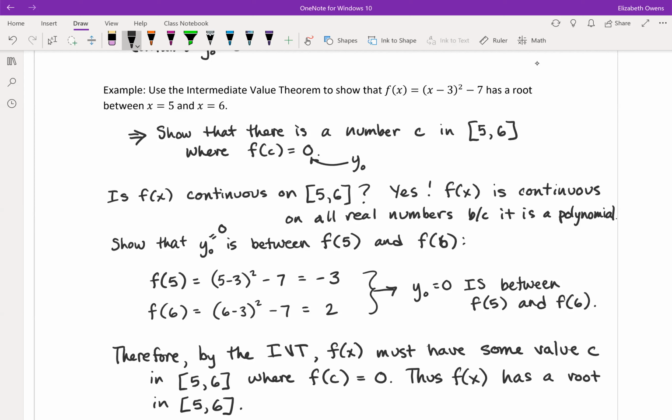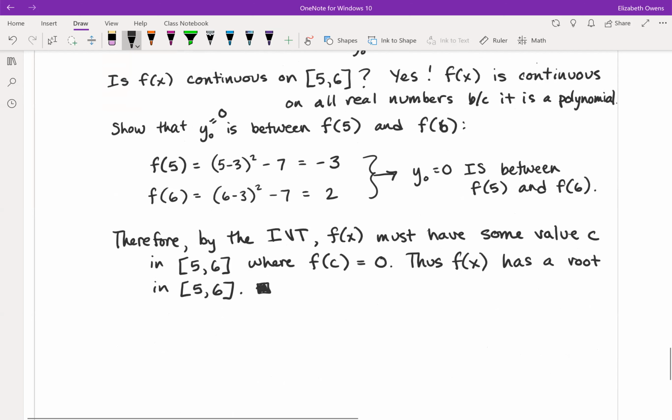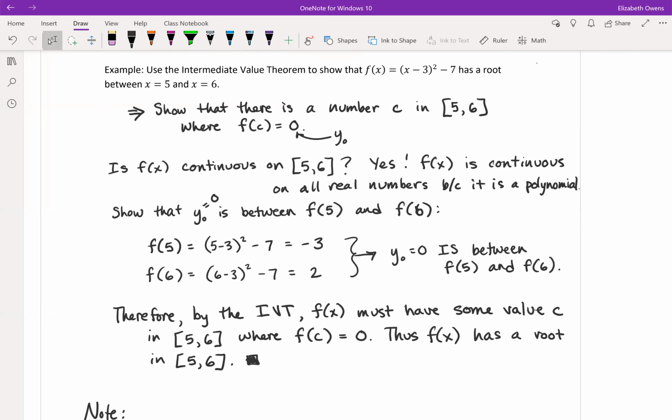All right, so that concludes the example. That's what it's asking us to do. All right, you can put a little box there to show that you're finished. But I wanted to include one more note here for you guys. Okay, so note. Something that sometimes frustrates people a little bit with this theorem. Notice that in this problem, we were able to say that, yes, f of x has a root between 5 and 6, but notice that we didn't actually find the root.